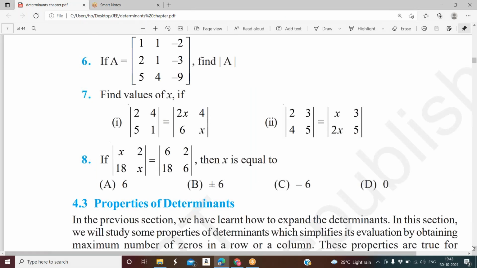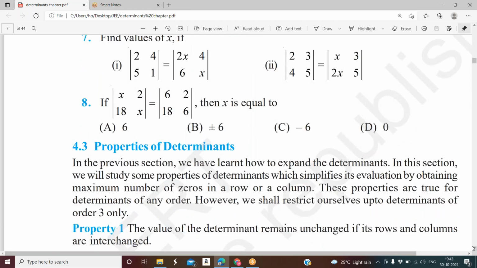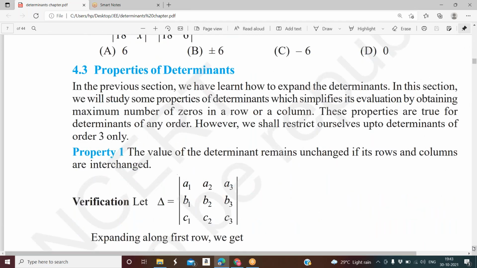Now I move on to properties of determinants. What is property 1? Properties of determinants are very important, because when we do problems, we use these properties. So what is property 1? The value of the determinant remains unchanged if its rows and columns are interchanged.